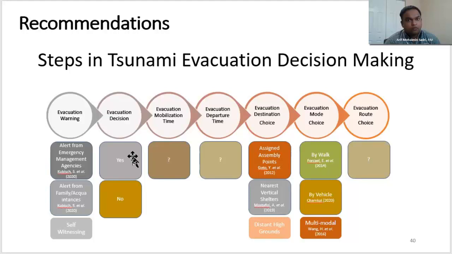Predicting the evacuation demand is the most important step to analyze the rest of the decision making. We first have to identify how much demand is being generated, how many people are evacuating. Then the people who evacuate have sequential decisions to make, for example, the mobilization time. What does it mean? For the people who decided to evacuate, how much time do they need to prepare? I know tsunami is a short-notice evacuation scenario, but still they need to spend some time to prepare before they actually depart. So the departure time is also important.